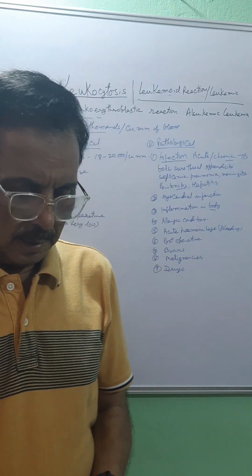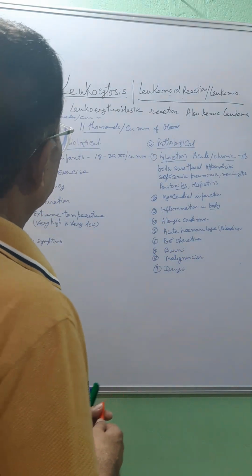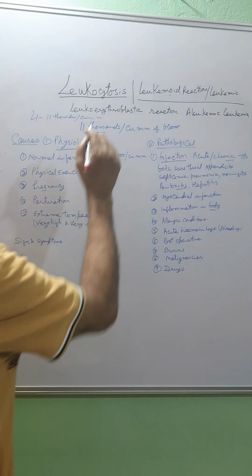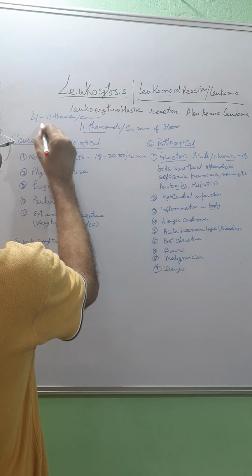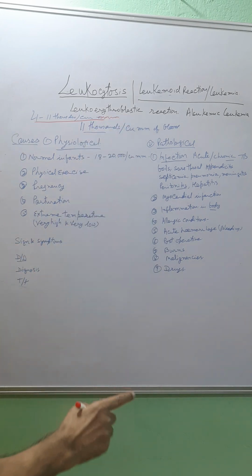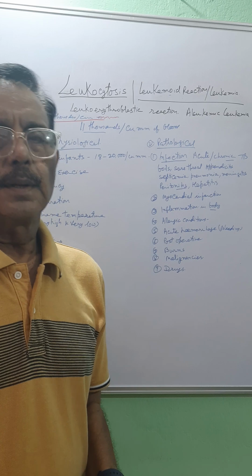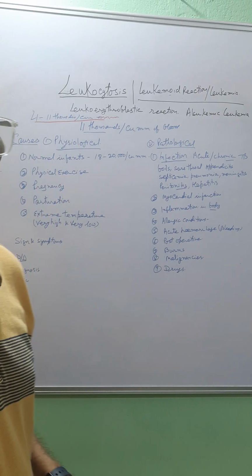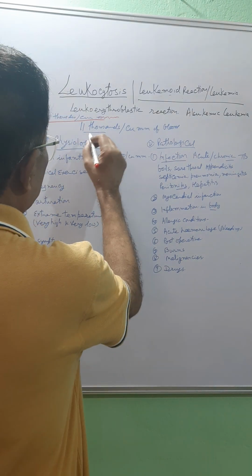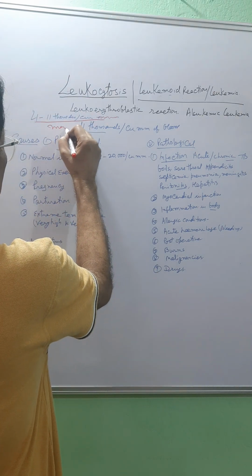Human Physiology. Today's topic is leukocytosis. What is leukocytosis? Normal leukocyte count is 4 to 11,000 per cubic millimeter of blood. If it is more than 11,000 per cubic millimeter of blood, then the condition is known as leukocytosis.